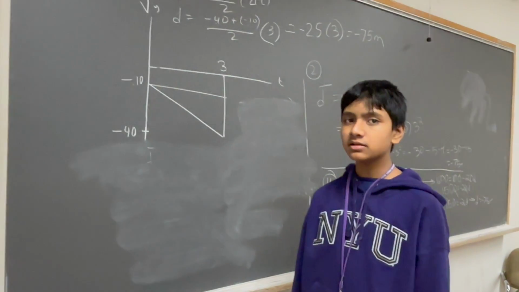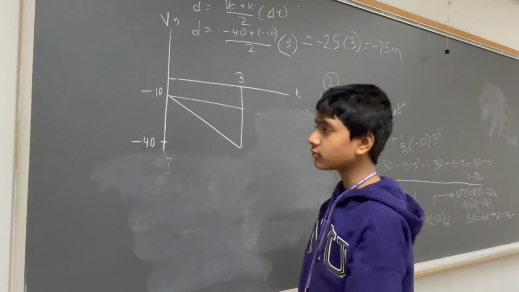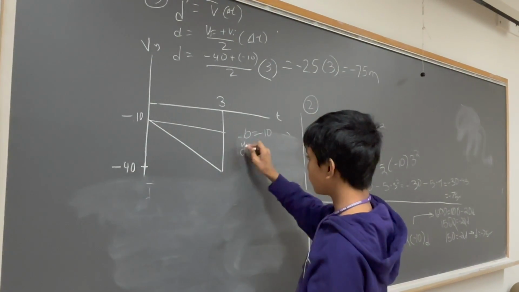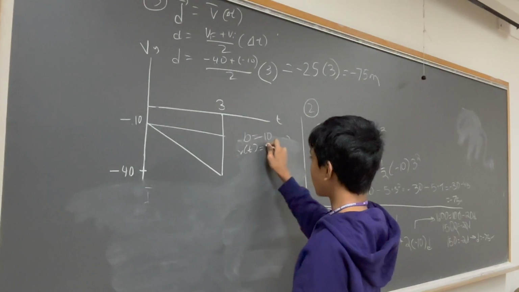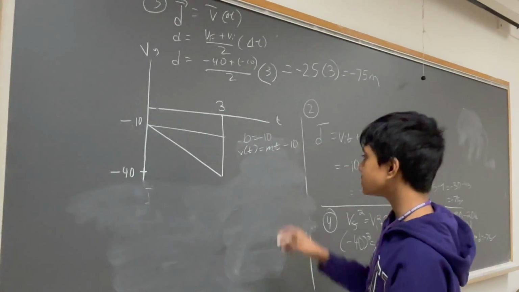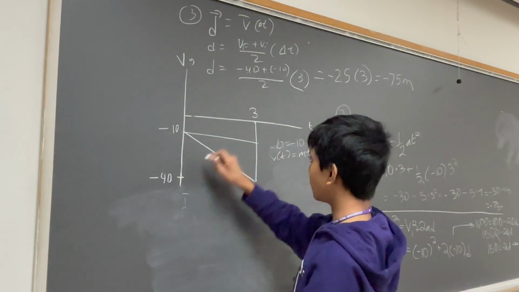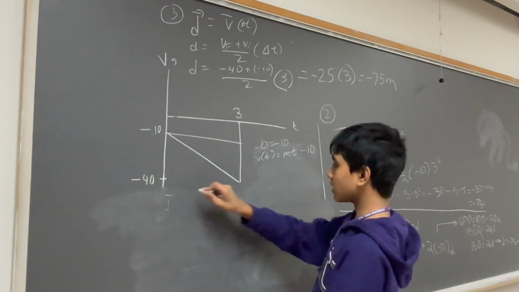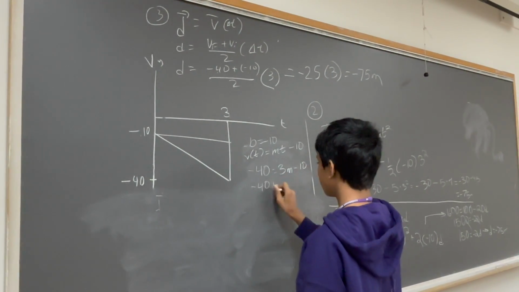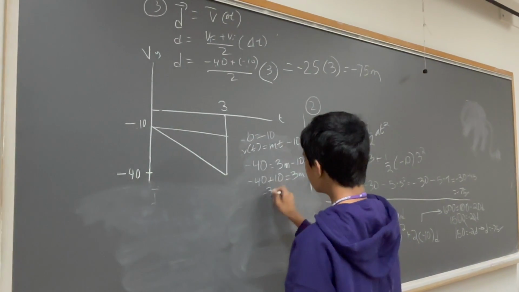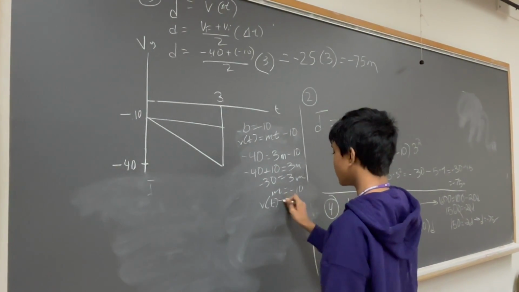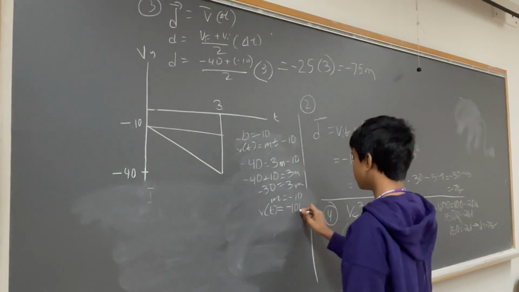Now we can also show this via calculus. So first we have to figure out the equation of this line right here. We already know that the y-intercept b is negative 10. Since this is linear, it's going to take the form v of t is equal to mt plus b. Now we just have to plug in one of the points to solve for m. So we can, for example, plug in 3 comma negative 40. If we plug in negative 40 for v and 3 for t, we get negative 40 plus 10 is equal to 3m. So minus 30 is 3m, and m is equal to minus 10, which means our velocity over time equation is negative 10t minus 10.